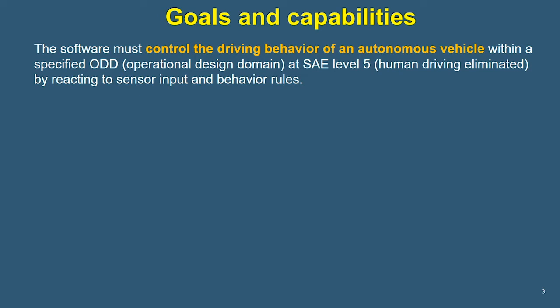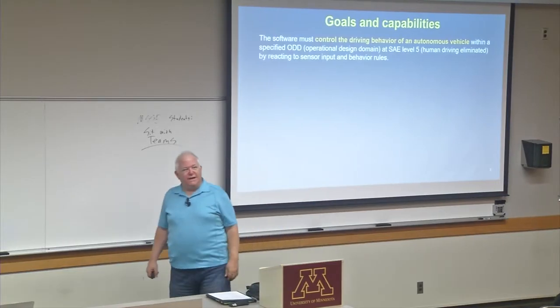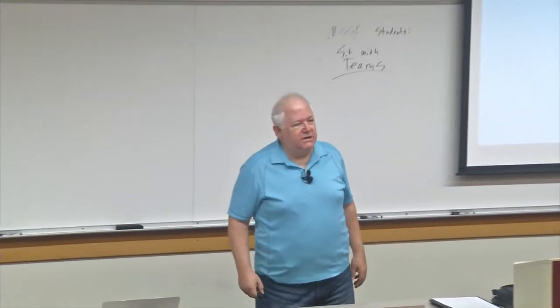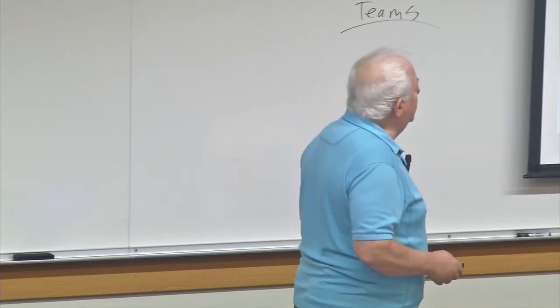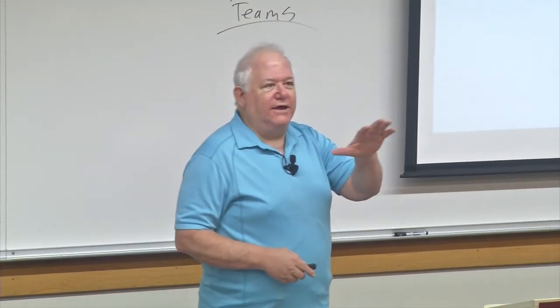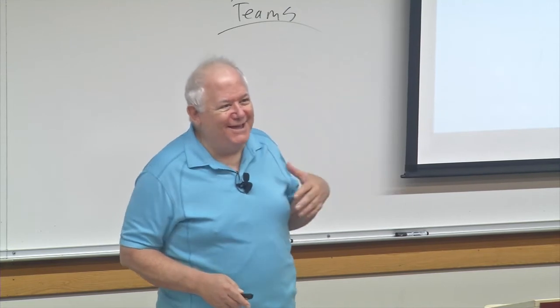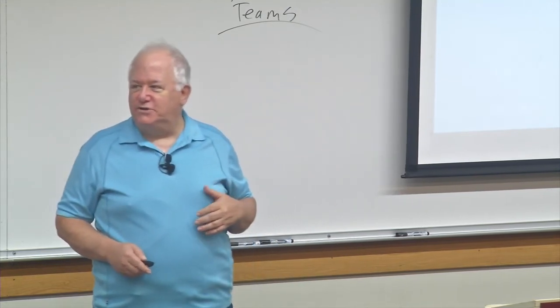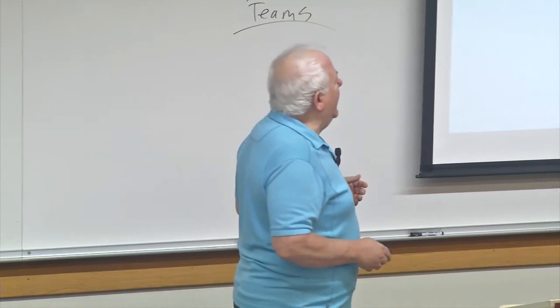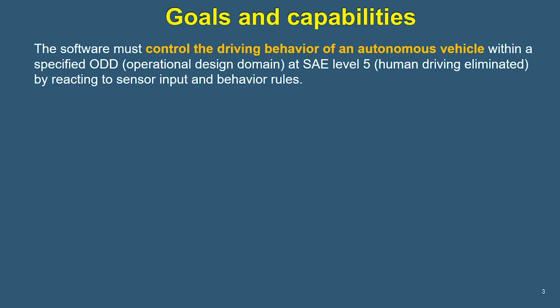That means you say, we're only going to work in here, and if we go outside of that, we park. At SAE level 5, that's completely autonomous. No human intervention. Interaction is fine, because you get in the vehicle and you want to tell it where you're going. So there will be some interaction, but no control. After that, by reacting to sensor input and behavior rules.